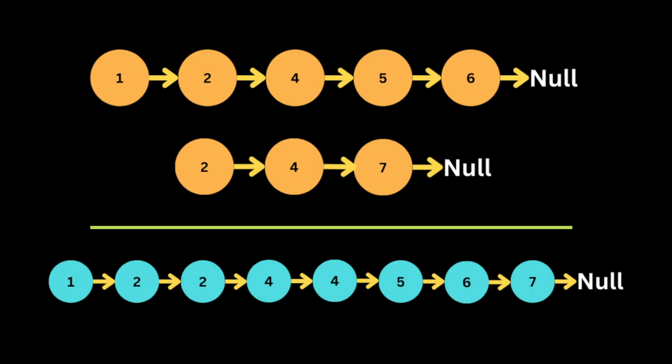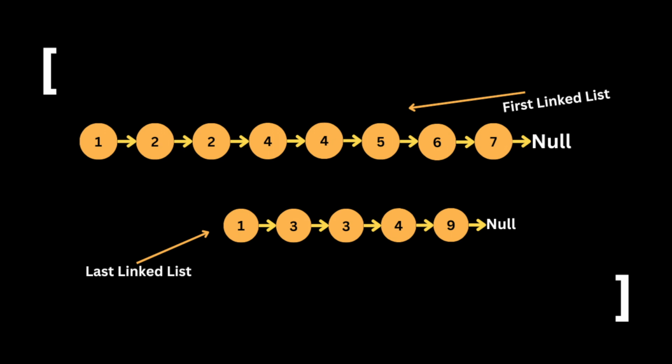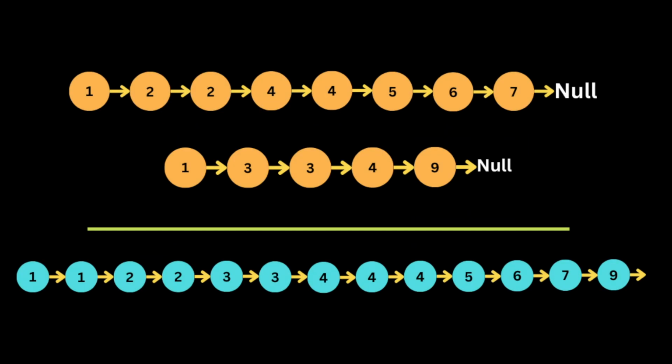So we compare the first linked list here and the last linked list here, which have the nodes with the values 2, 4 and 7, and we merge them. Then we compare the last two linked lists left and we merge them, so the result will be one sorted linked list.